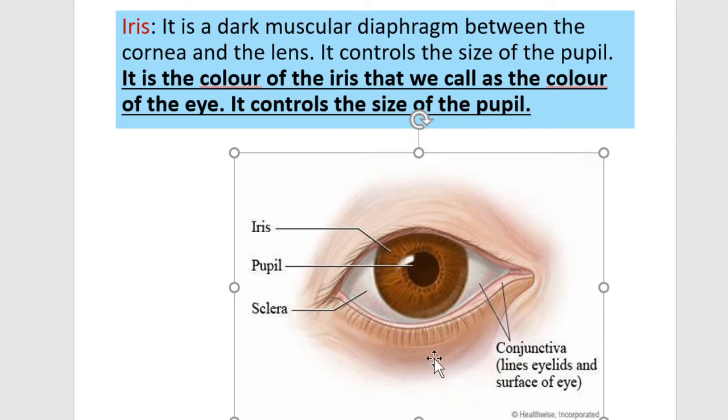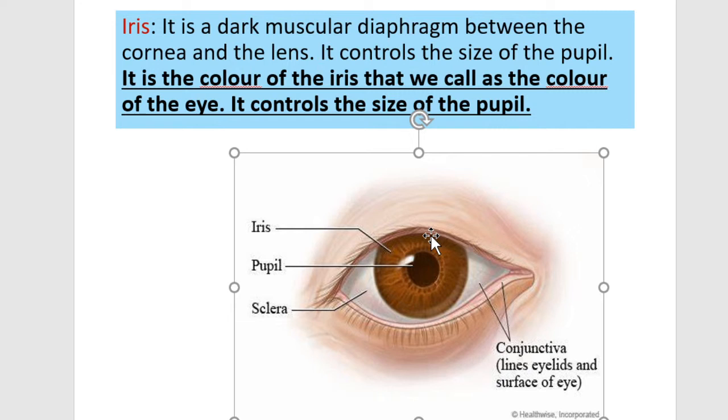Now sometimes we say, okay, his or her eyes are light brown in color, cat eyes, or bluish green eyes or green eyes. So what is that color of the eye that we're talking about? The color of the eye is nothing but the color of the iris. So it is the iris which gives the eye its color, right? If your eyes are black, that means your iris is black. If your eyes are green, that means your iris is green. If your eye is cat eye, that means it is the iris which gives the cat eye color, right?